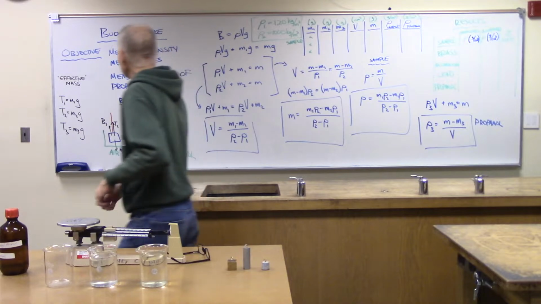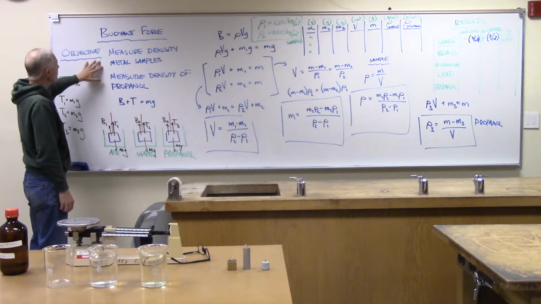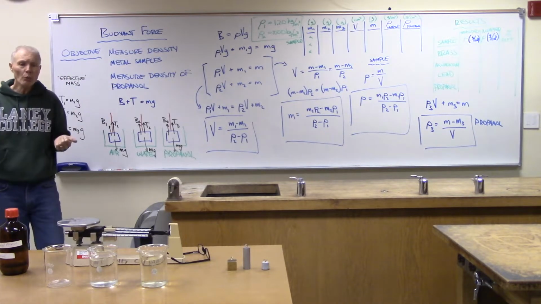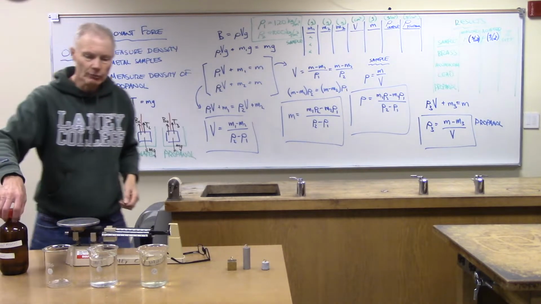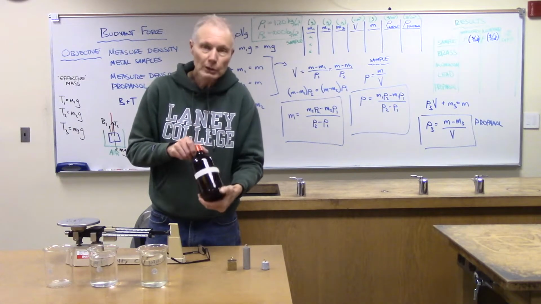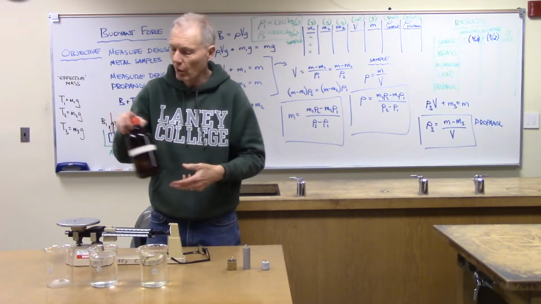So here's what the plan looks like. It's the buoyant force lab. Our objective for the day is to measure the density of some metal samples. Now along the way, we're also going to get the density of some propanol, specifically 2-propanol, that we're going to measure the density of also.